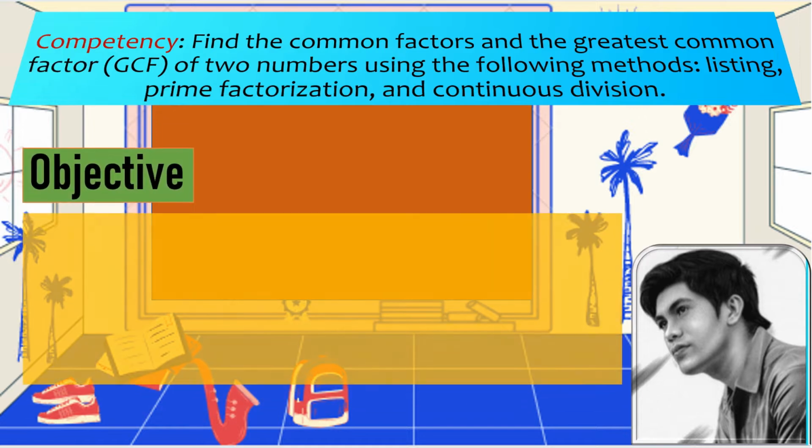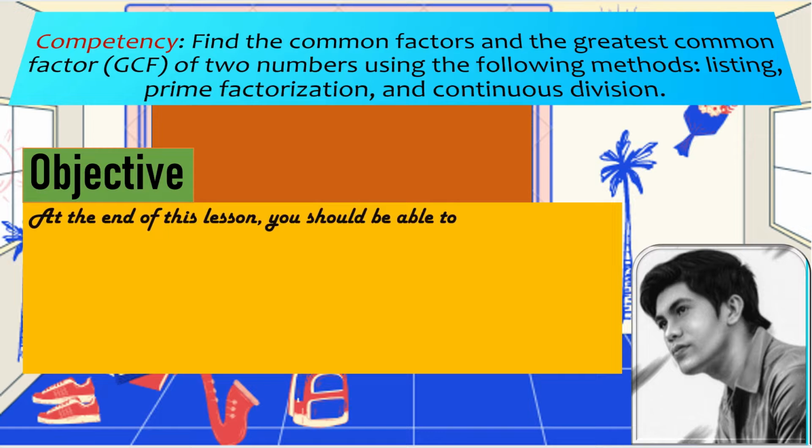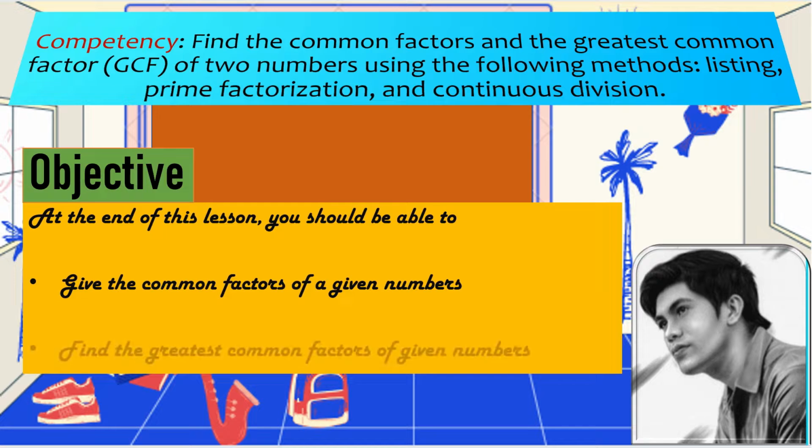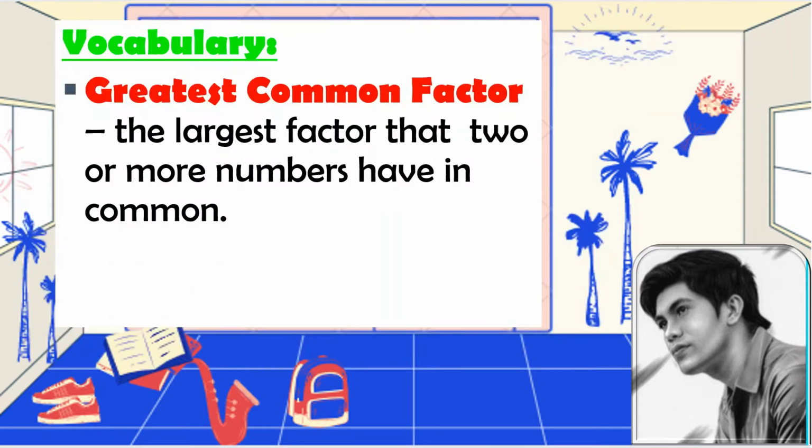Our objectives. At the end of this lesson, you should be able to give the common factors of given numbers, and give the greatest common factor of given numbers. Greatest common factor is the largest factor that two or more numbers have in common.